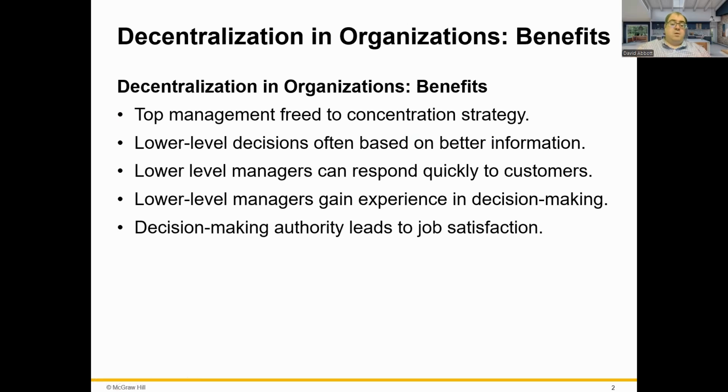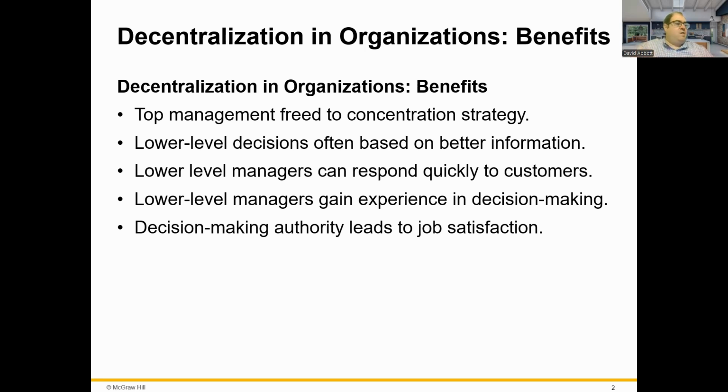So first of all, what is a decentralized organization? A decentralized organization is one that does not confine decision-making authority to a few top executives. Rather, decision-making authority gets spread out throughout the organization. The advantages and disadvantages of decentralization are as follows.